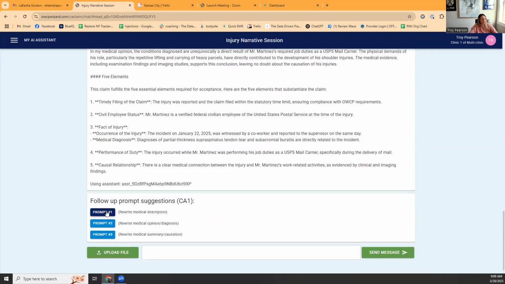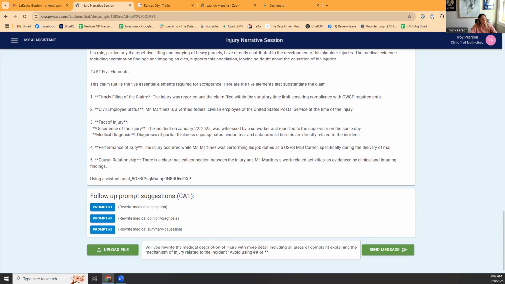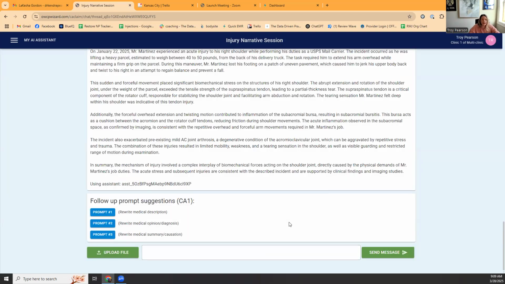So we're going to hit prompt 1. These are our canned prompts that work 99% of the time for a CA1 injury. If this were a CA2, these would be different prompts. So prompt 1, will you rewrite the medical description of injury with more detail, including all areas of complaint, explaining the mechanism of injury related to the incident? Send. So we're going to rewrite that medical description of injury. And what it's going to give us is a very detailed account from a medical perspective of biomechanically what happened.